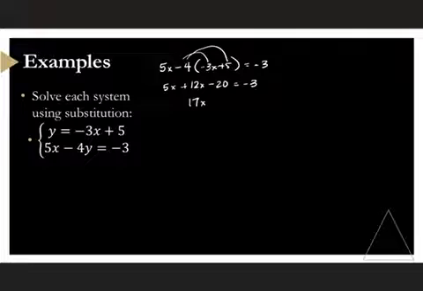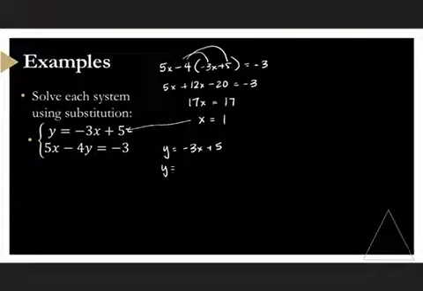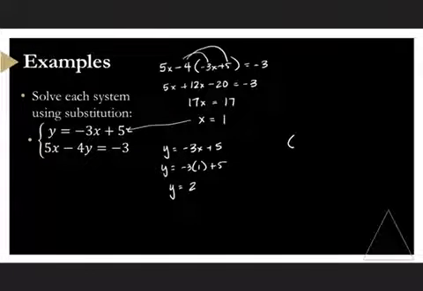5x plus 12x is 17x. Add 20 to each side. So x equals 1. And if x is 1, we can take that and put it in here and get y. So y is negative 3x plus 5, which means y is negative 3 times 1 plus 5. So y is positive 2. So our solution would be the point (1, 2).